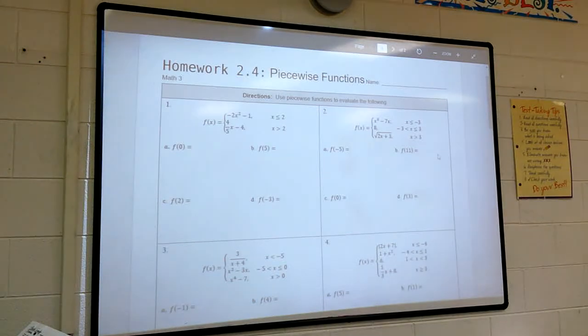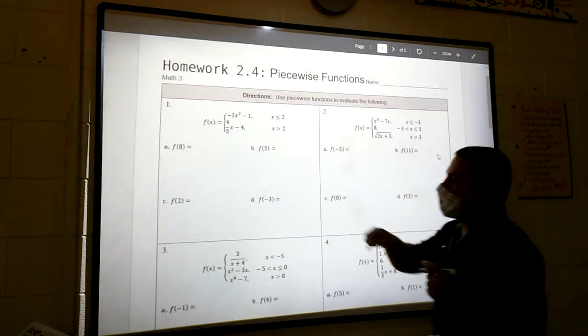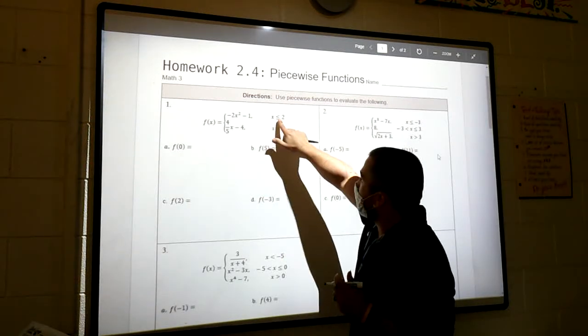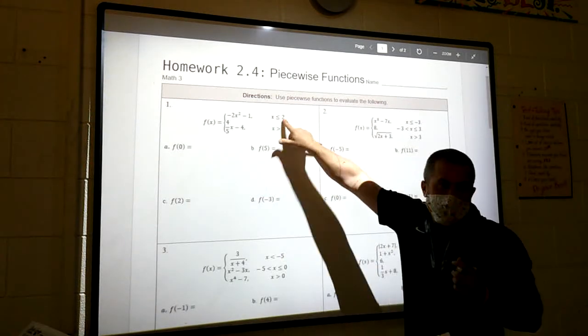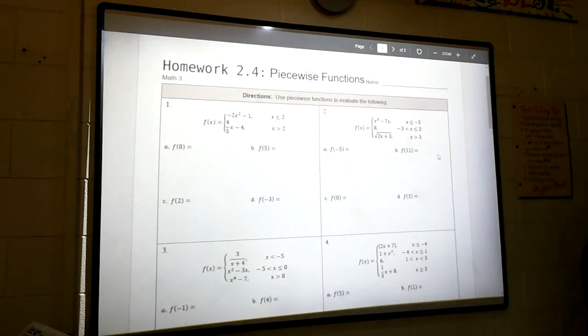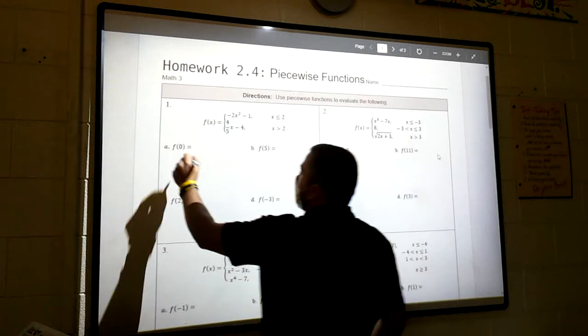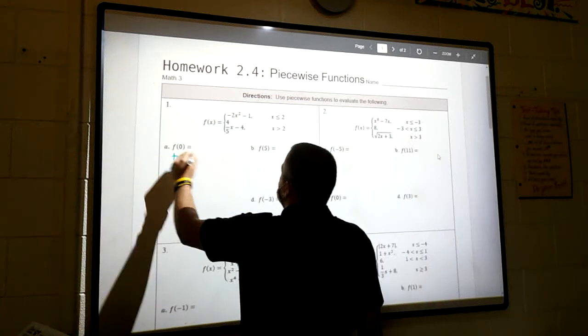So in question number 1, you're just looking for what is the answer when there's two equations. It's either less than or equal to 2 or it's greater than 2. So in the first one, in f of 0, you're going to use, obviously, the top equation. I'm not going to give you the whole answer. You're going to have to fill out the answers. But I am going to tell you which equation to use. So in this one, you're going to use the top.